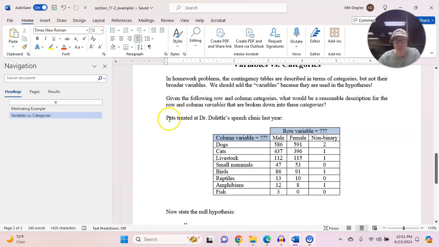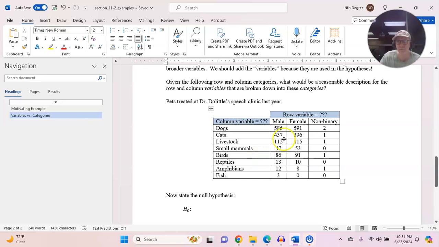In this example, I present pets treated at Dr. Dolittle's speech clinic last year. Okay, so I'm going to leave the row variable and column variable unknown for now, unstated, and I'm going to present you with the row and column categories instead. So some of the animals that came into Dr. Dolittle's clinic last year were male, some were female, and of course, in the 21st century, we always have to be as inclusive as possible. So we'll say that some of the pets were even non-binary.